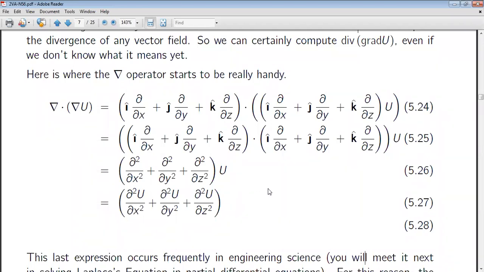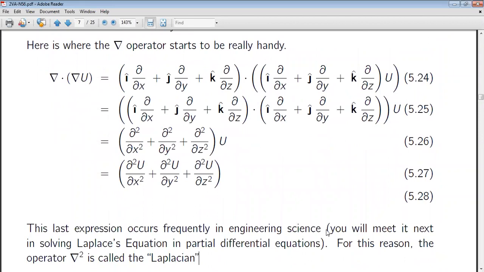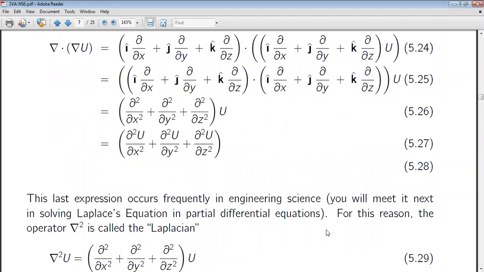So from here it is clear that the last expression, 5.28, is a scalar point function. So the Laplacian operator represents a scalar field function. It is nothing but the generalization of that. This last expression occurs frequently in engineering science problems. For this reason, the operator Nabla square is called the Laplacian.